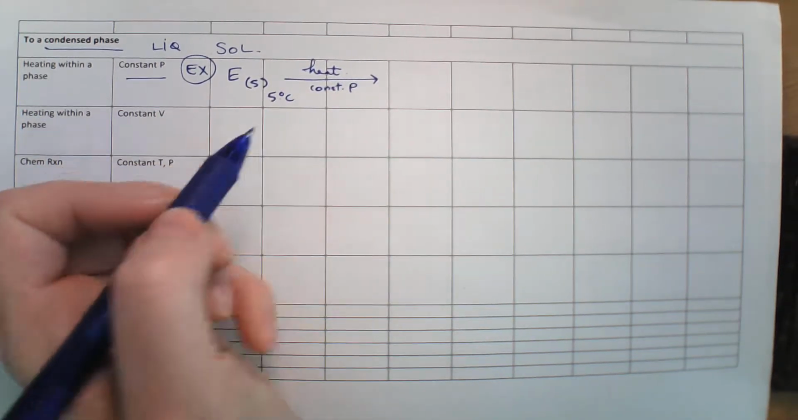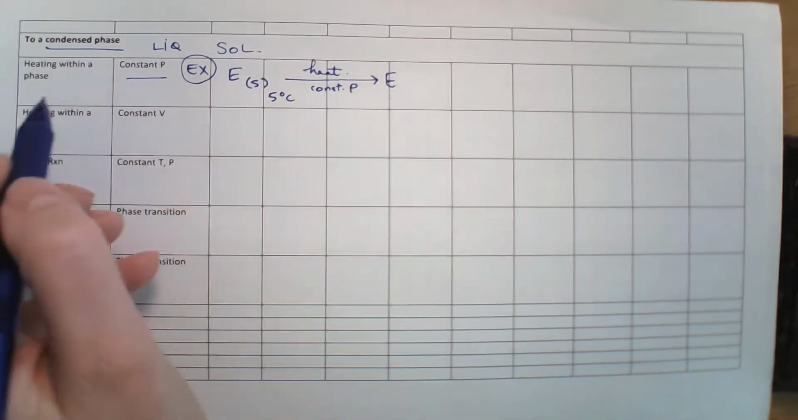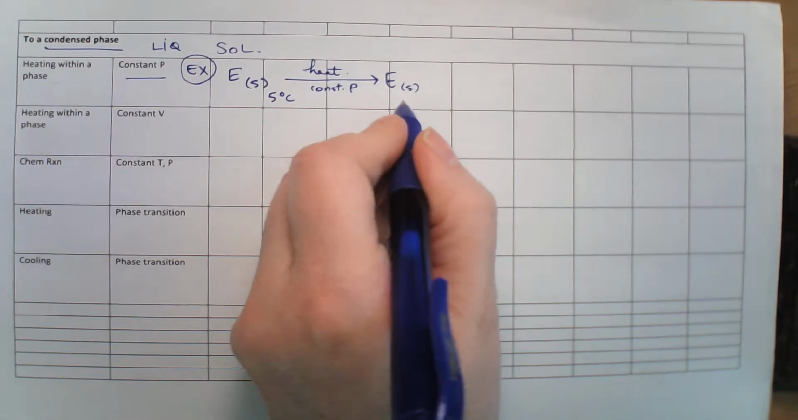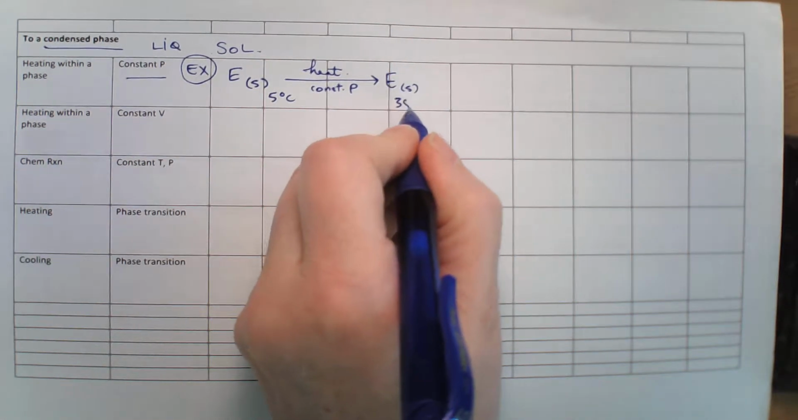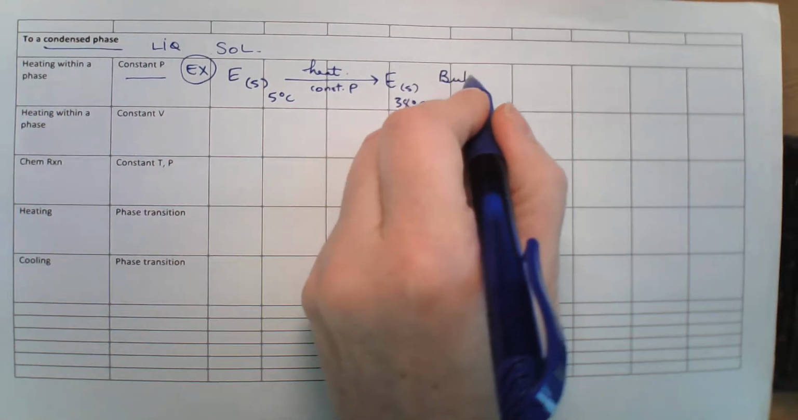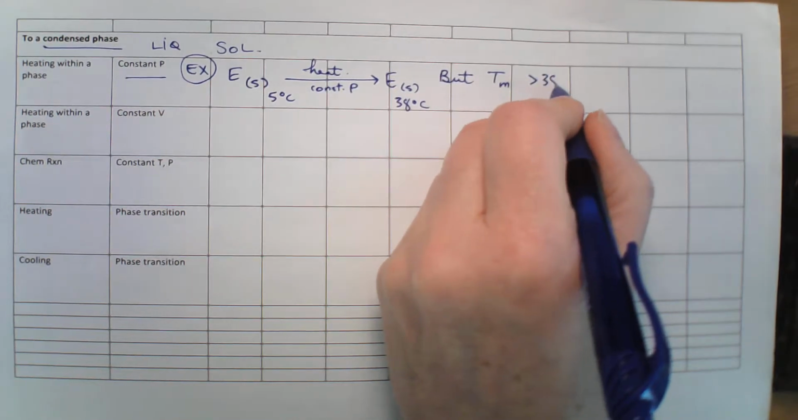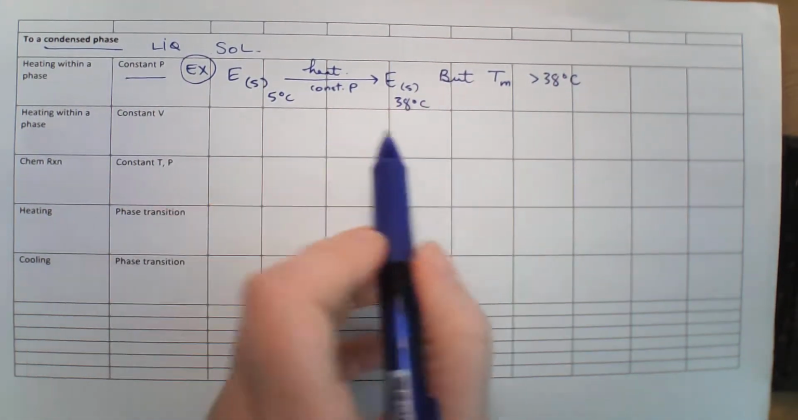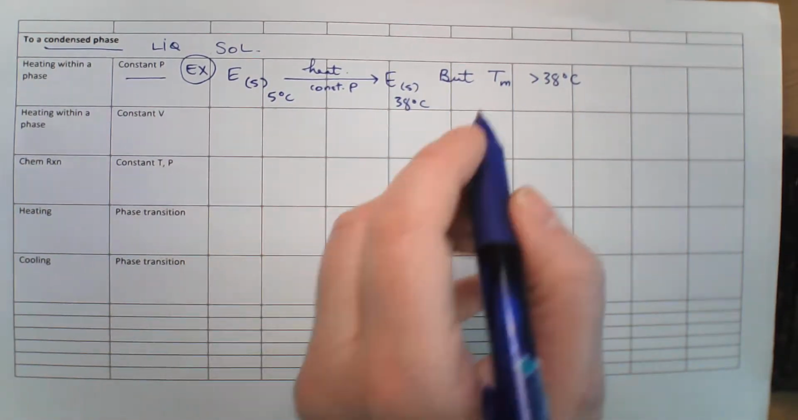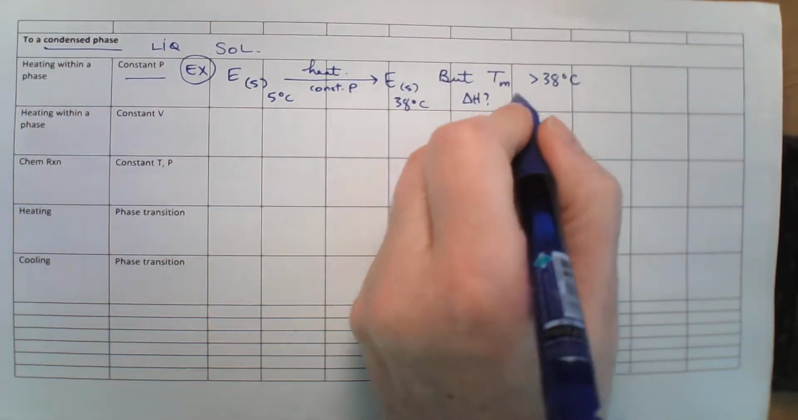So in the fume hood, on the lab bench, but I'm not going to melt it. I'm staying within that phase. Okay, so say I heat it to, I don't know, 38 degrees Celsius. But the melting temperature is greater than 38 degrees Celsius, and that's important because I have not undergone a phase transition, no phase transition. And so the question is, what is delta H?